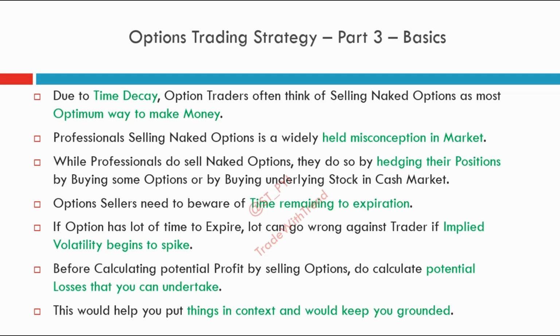So option sellers, or people who write options, or in case you are doing this currently, you need to be aware of the time remaining for expiration. Why did I put up this point? I hope you have heard about implied volatility in options. Again, this was covered in part 1 or 2. So with the time remaining, let's say there are 10 days to options expiry. If implied volatility in these next 10 days begins to spike up, then a lot can go wrong when you're writing options, which you might not be aware of as of today.